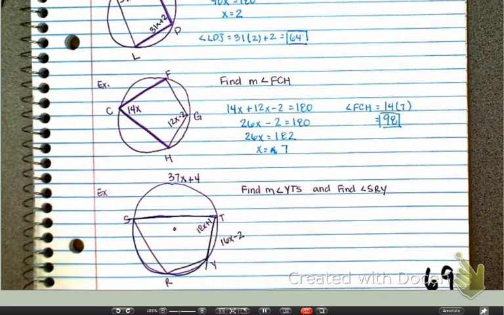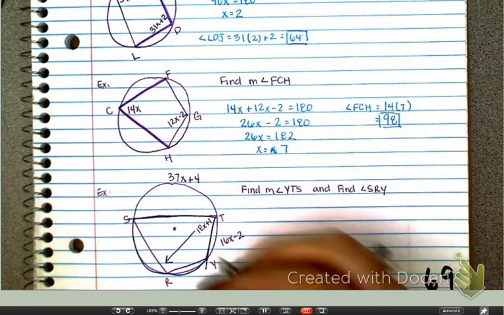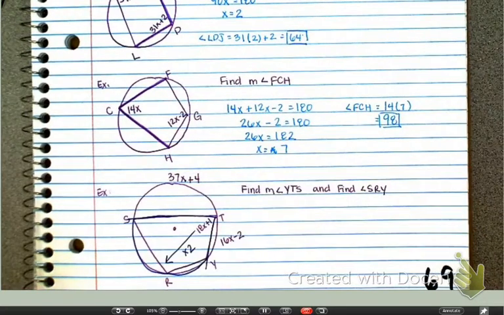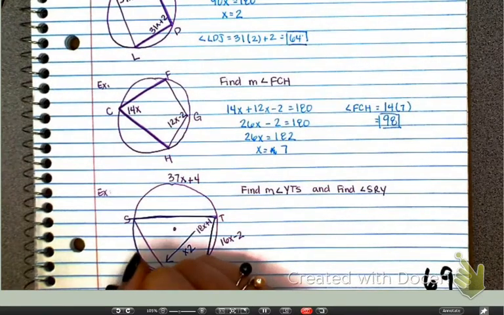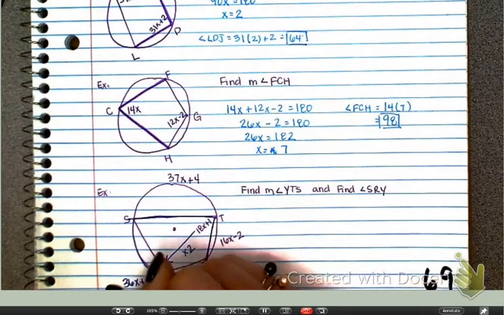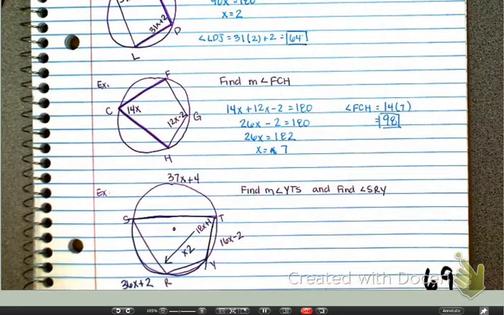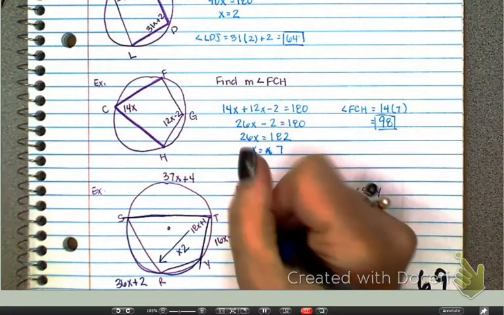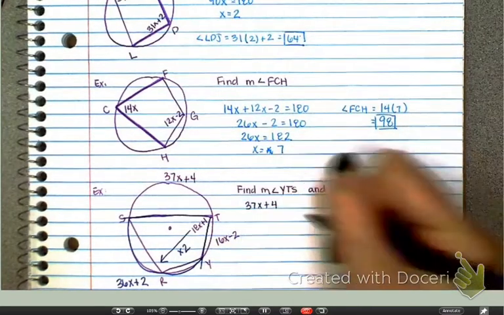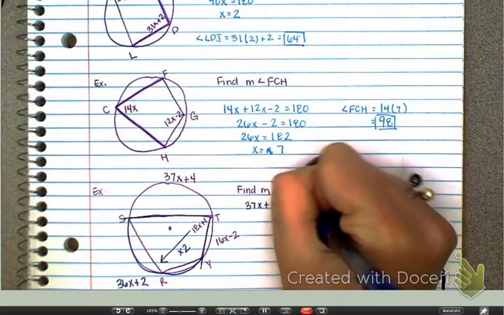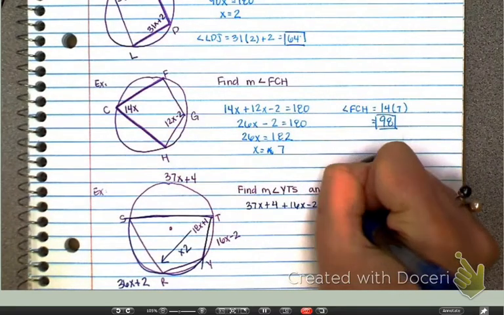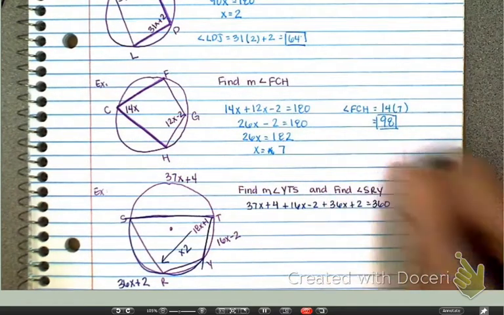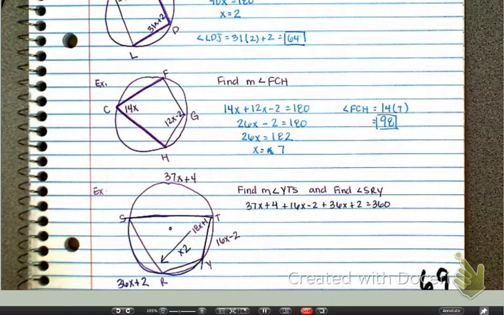So if I want to know what that arc is, remember if we're going from angle to arc, we are going to multiply by 2. Okay, if we multiply by 2, we end up with 36x plus 2. That's for this arc here. I know now every single piece of that circle. I can solve for x. Okay, so 37x plus 4 plus 16x minus 2 plus 36x plus 2 equals 360. Once I solve for x, I can go back and plug it in to find those angles.